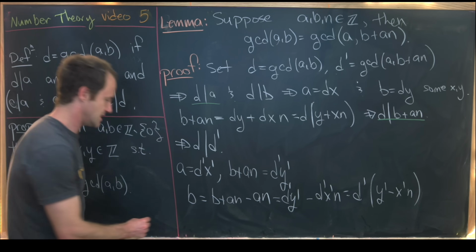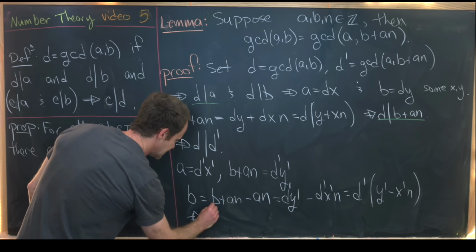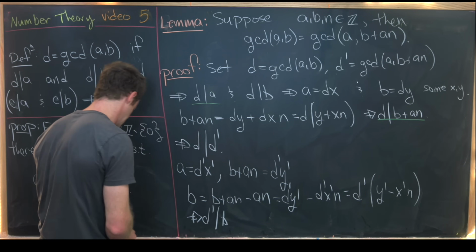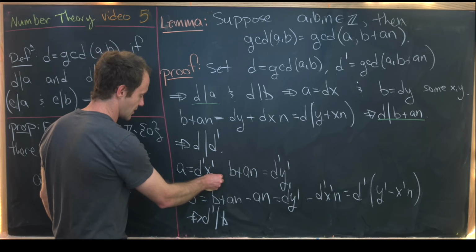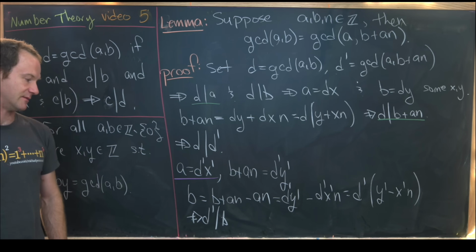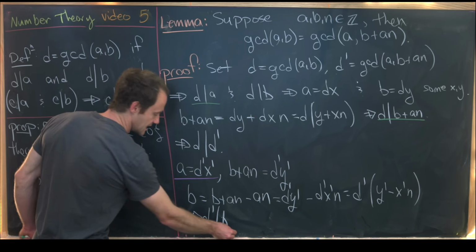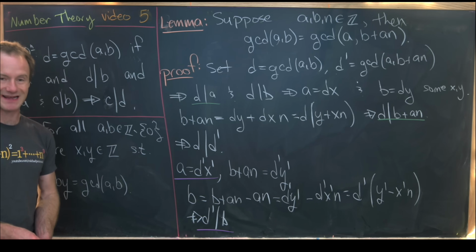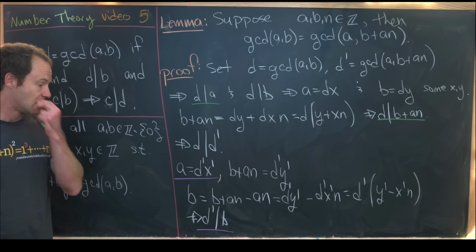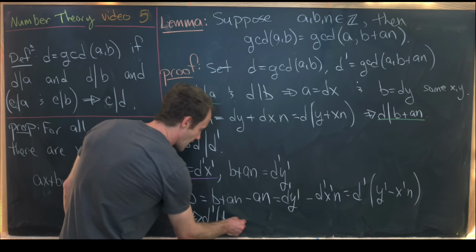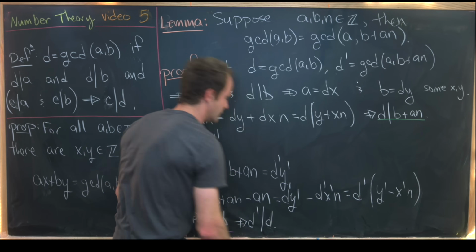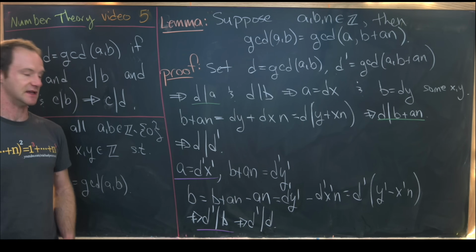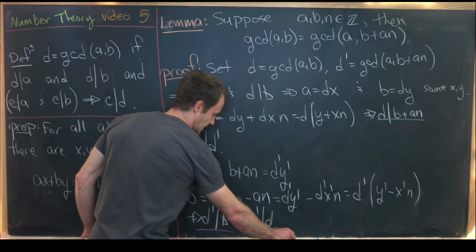Okay, but that means that D prime divides B. So let's see what we've got. We've got right here is saying that D prime divides A. Right here we see that D prime divides B. But that means that D prime divides the GCD of A and B, which we assumed to be D. And now we're ready to finish this off.